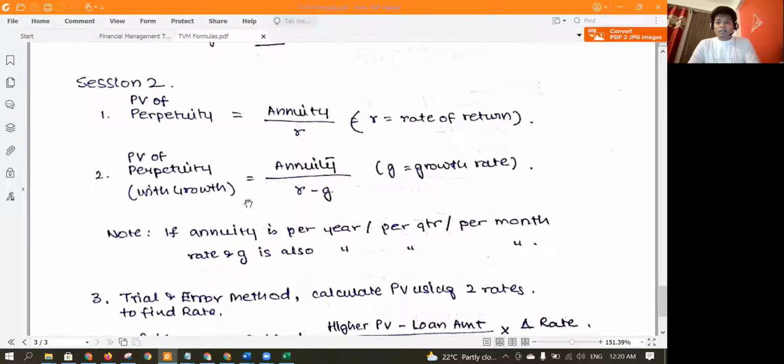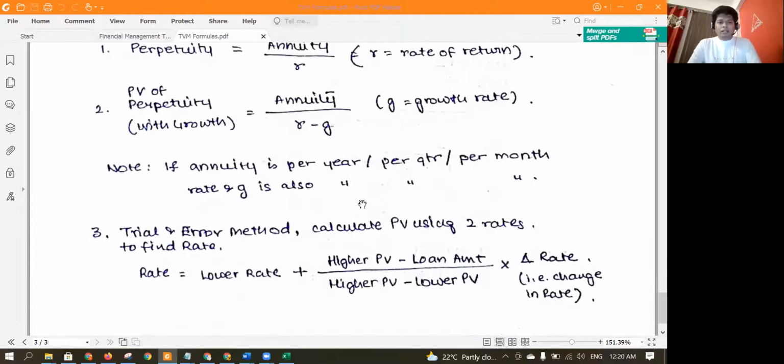In case there is a growth rate in the annuity, it's annuity divided by r minus g. Here we always assume that the rate of growth is less than the rate of interest. For example, if the growth rate is 2% and the rate of interest is 8%, you would do annuity, 100 rupees, divided by 8 minus 2, so 0.06. That's how you get the amount. Make sure that if the annuity is per year, per quarter, or per month, the rate and the g rate are also per year, per quarter, or per month. That's how you get the correct value.